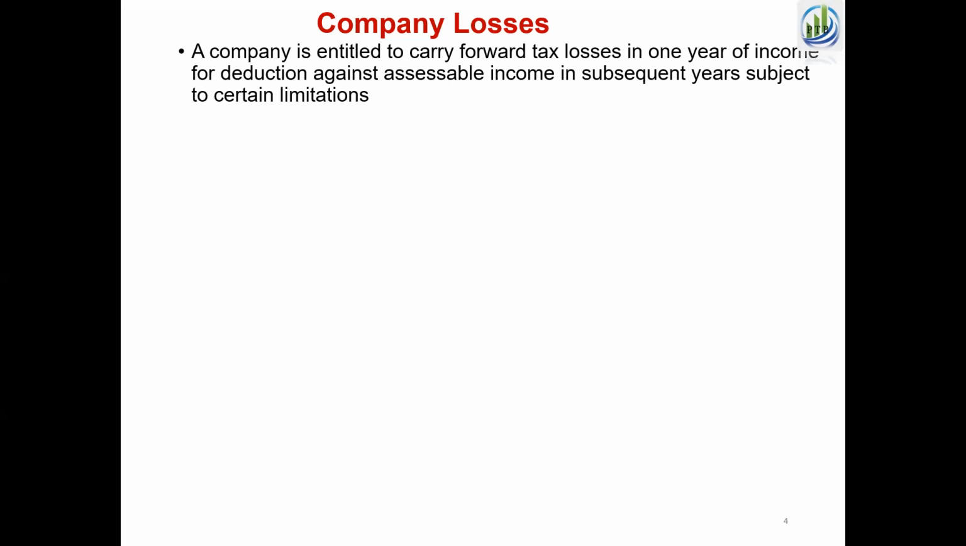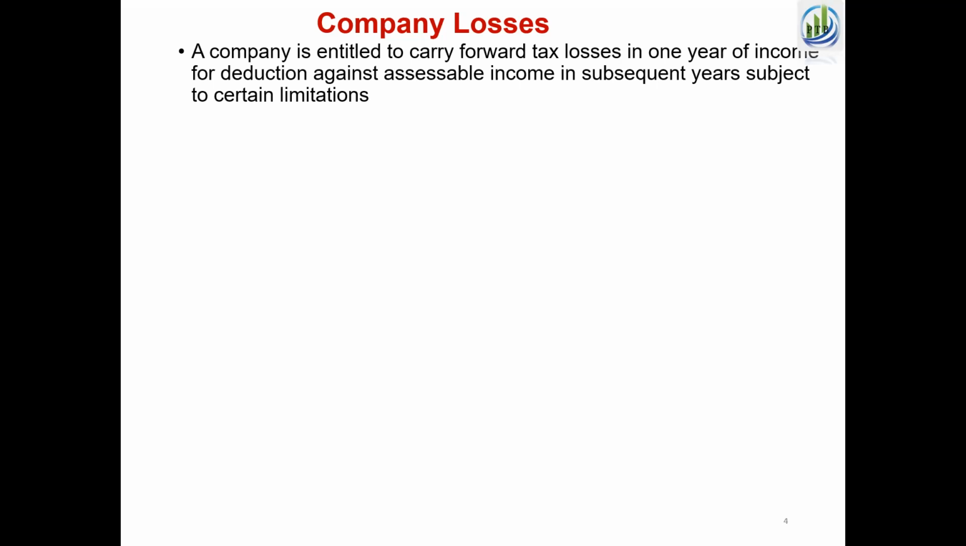Now, you can see in the slide there are some limitations. For individuals like you and me, if you have a tax loss, there is no limitation. You can carry forward and offset whenever the first income is available. But for a company, if they want to offset their tax losses or company losses, they should meet one of the conditions.